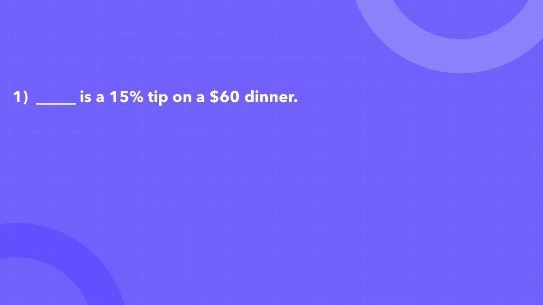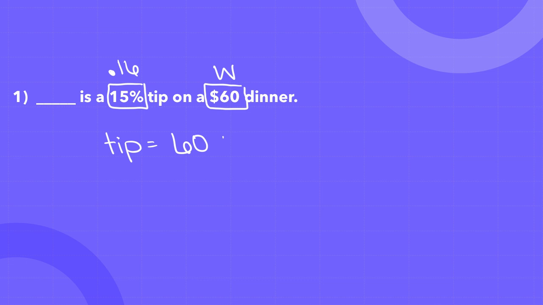And we'll start out with number 1. We are trying to find the tip on a $60 dinner, but we're going to leave a 15% tip. What is the $60 going to be? That's the whole. And we're going to change 15% to a decimal, which is 0.15. And if I want to find a tip, I'm going to take the cost of the meal and multiply it. I'm aware the cost of the meal is 60.